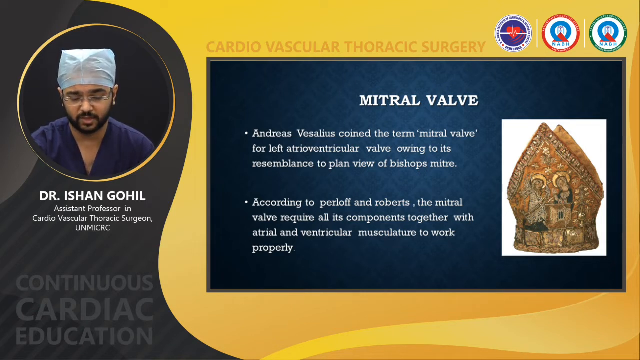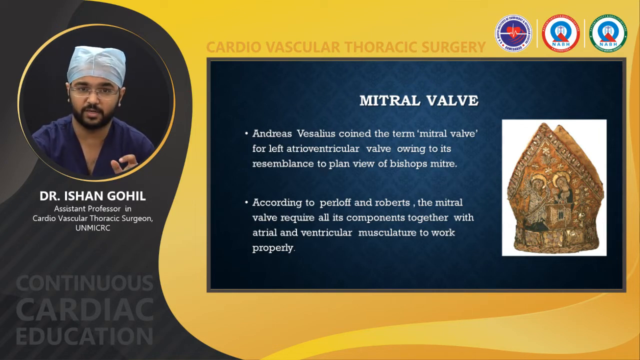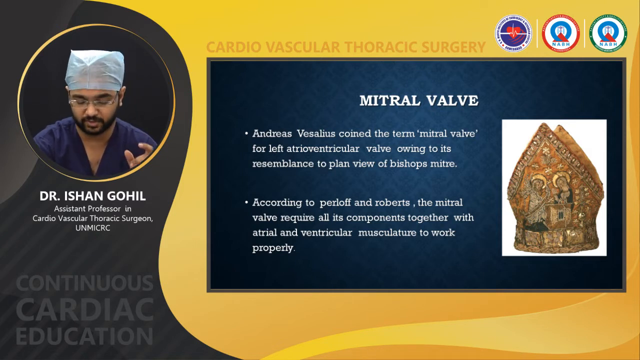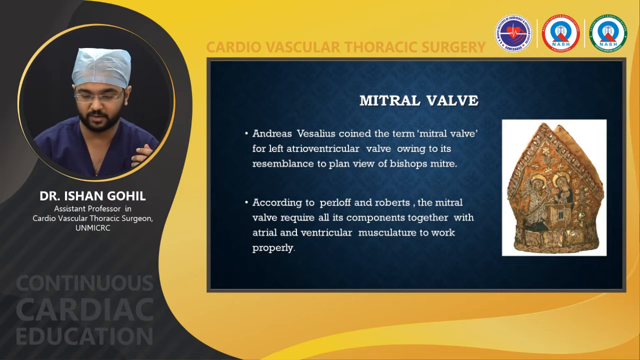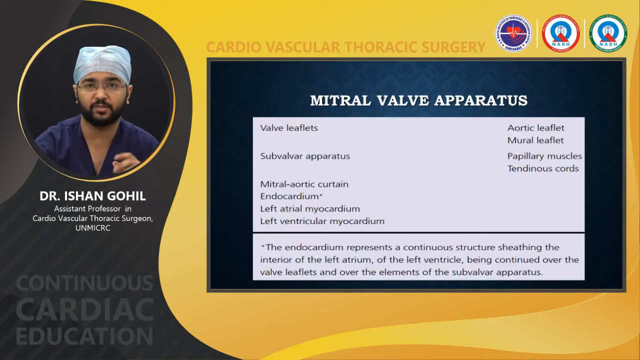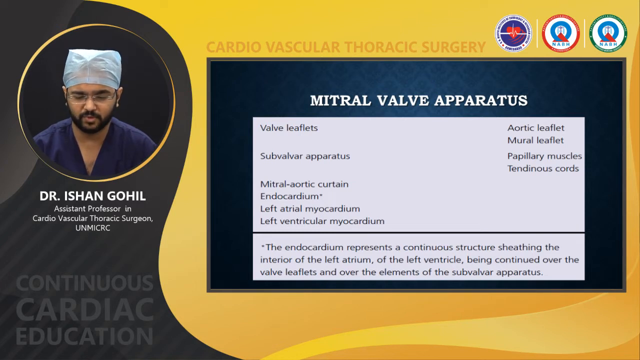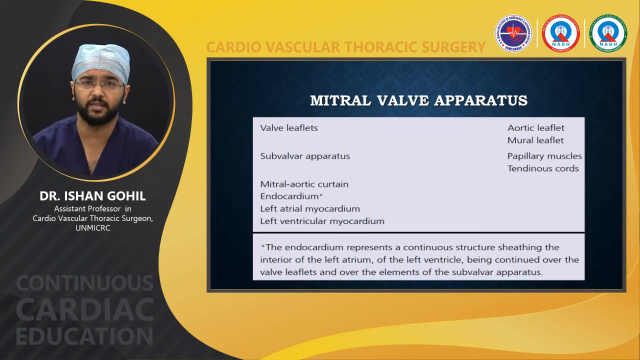According to some books, it is said that the mitral valve is not just a valvular structure, but the anatomy of the LA and LV plays a very important role in the functioning of the mitral valve, which we will see later on. There are various parts of the mitral valve which help in its normal functioning, which include mainly the valve leaflets, the subvalvular apparatus, aortomitral curtain, endocardium, atrial myocardium, and the ventricular myocardium, which we will see each and every part in detail.